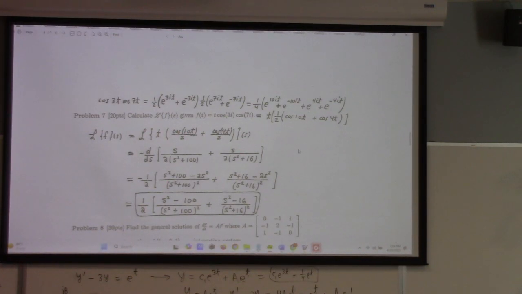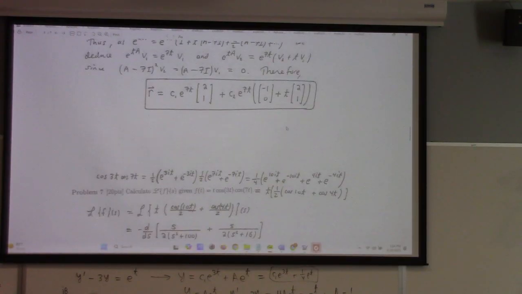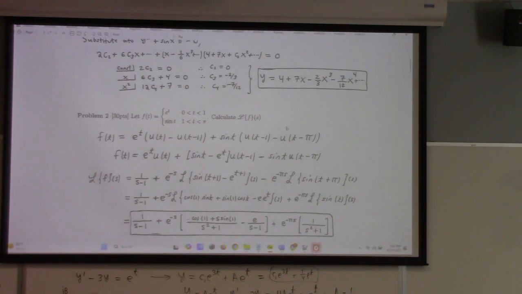So great. I think there's a lot of you who got this, who didn't get the earlier Laplace problem right, which is kind of weird to me. This is, I think, a more difficult problem than the problem way back here. Like, this is entry level.